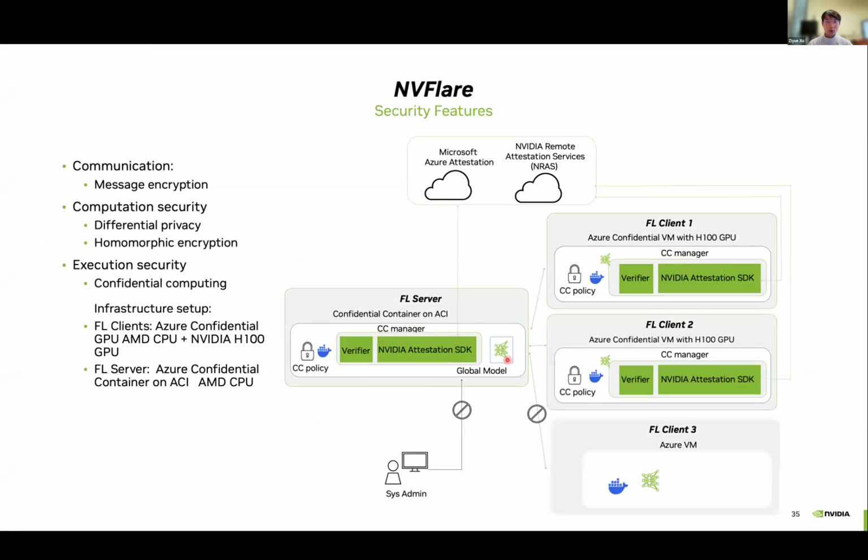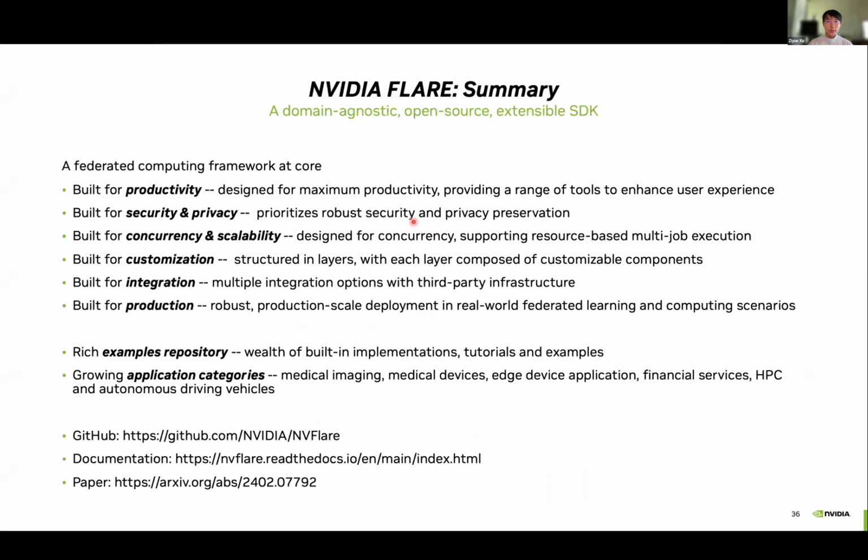And we, of course, provide other security features, including differential privacy, homomorphic encryption, and most recently, confidential computing to secure the data in use and in training. So a summary: FLARE is built for productivity, security, scalability, customization, and really it's for supporting real-life federated learning studies. Feel free to check out our GitHub and the documentation.